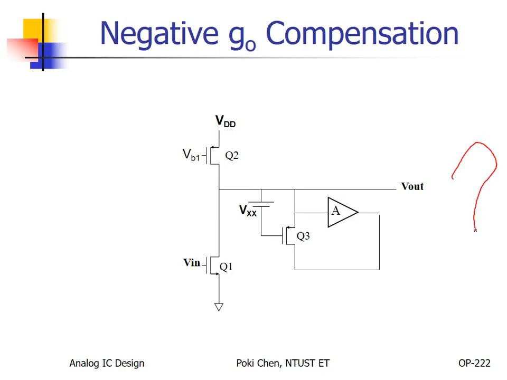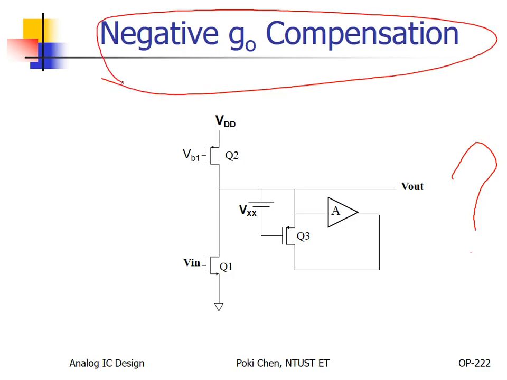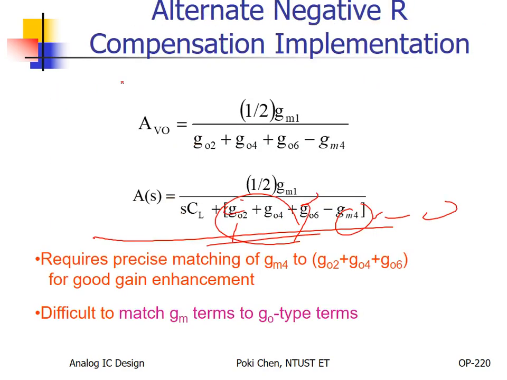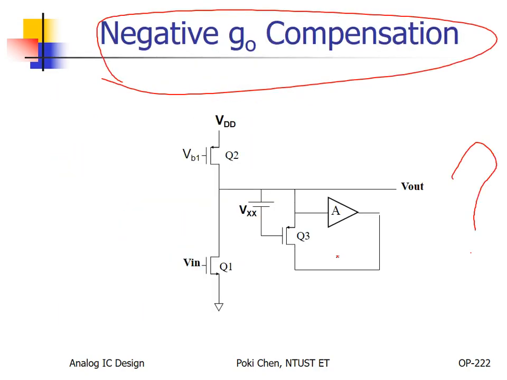What is the logic thinking behind such kind of circuit? Again, if you go back, no matter how hard you try, you can see GM cannot be used to match G out, right? You can only match GO to the other GOs, or you can only match GM to the other GMs, but nothing in between. So you cannot compare apple to orange. You can only compare apple to apple, orange to orange. That is the same idea.